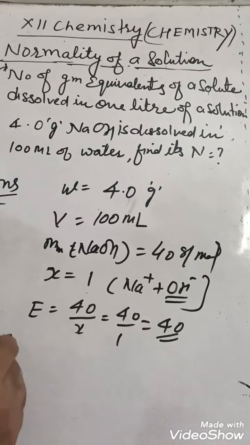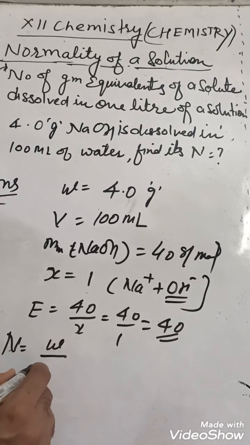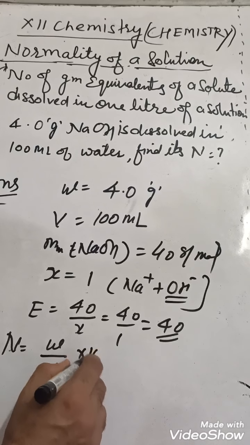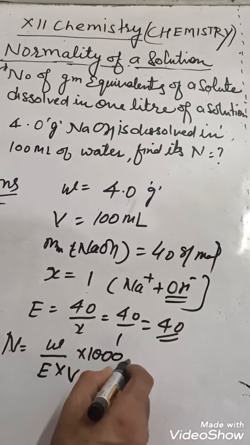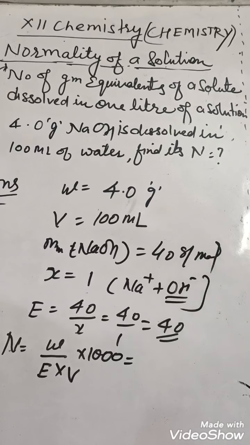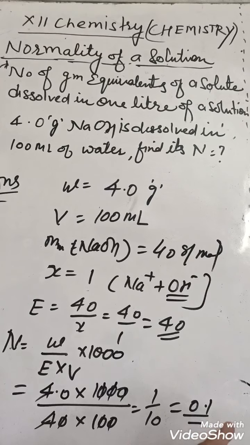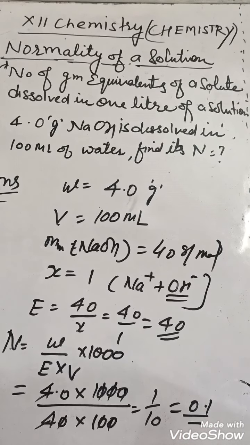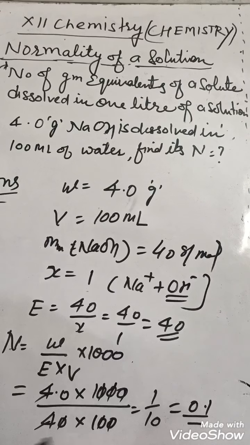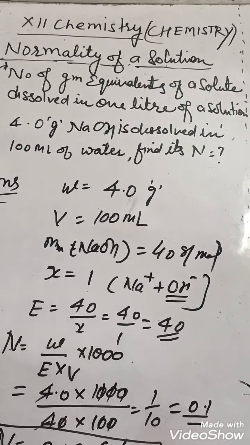So what is normality? W by E into V into 1000. So normality is equal to 4 into 1000 divided by 40 into 100. It is 1 by 10, that is 0.1 gram equivalent per liter. Normality answer is equal to 0.1 gram equivalent per liter. Simply we can write here.